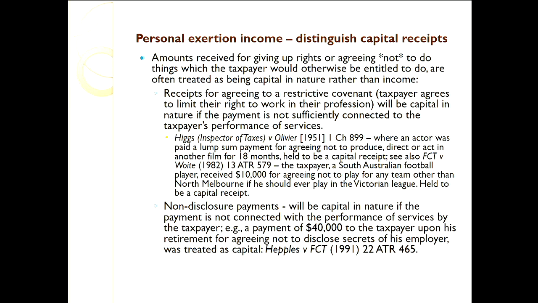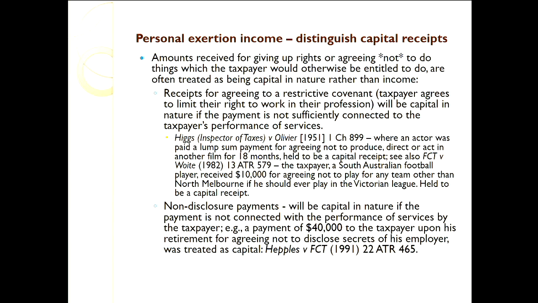So he is getting a payment for a restriction on his freedom, right? It's really a contingent restriction. If he should ever come to Victoria, he agrees not to play for any other club, which is his entitlement, right? So he's agreeing not to do something. If he ever comes to Victoria, again, it's a capital receipt. It's not a payment that's rewarding him for services. It's really paying him for a restriction on his freedom. If that's the case, it's a capital payment, not ordinary income.